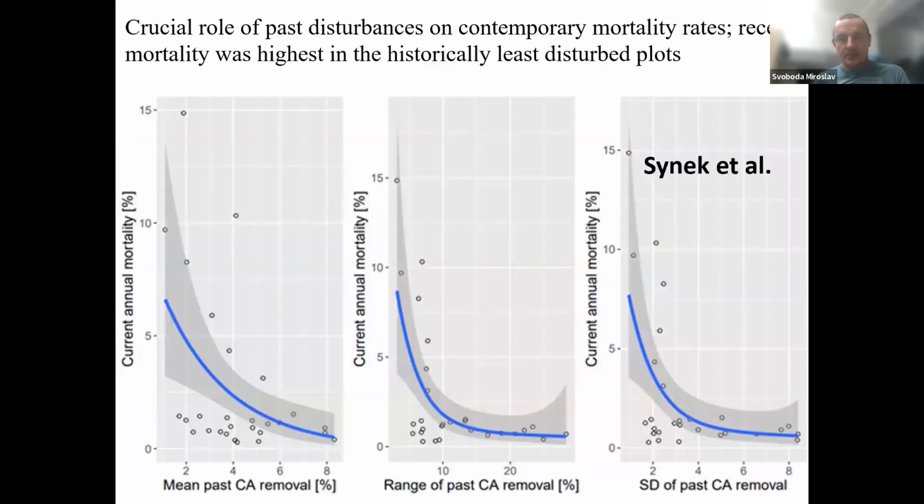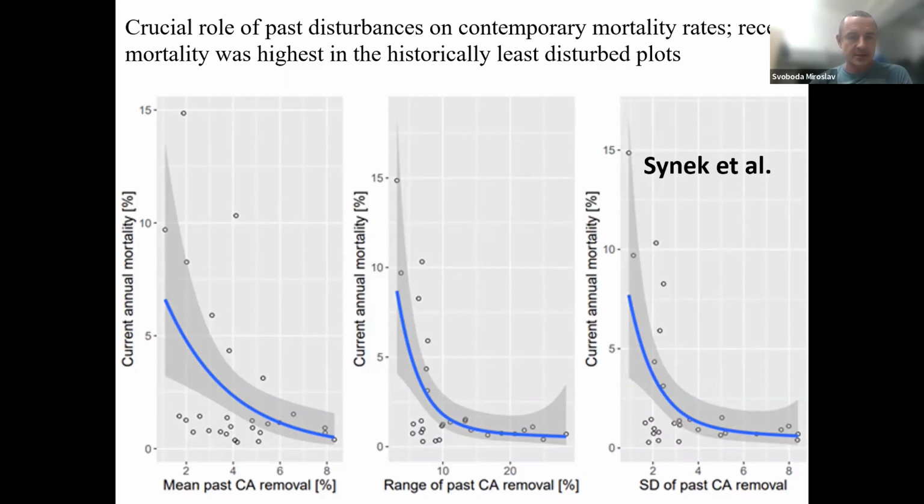But still, this is unpublished, and we try to test the effect of past disturbance history on recent mortality rates. Past disturbance history is reconstructed by tree rings, and the recent mortality rates are based on field observation. And actually, we find some interesting relationship, where the recent canopy mortality was found to be the highest on the least disturbed plots.